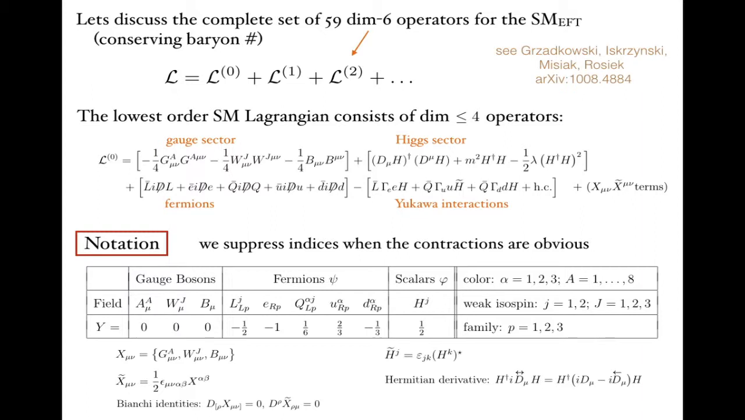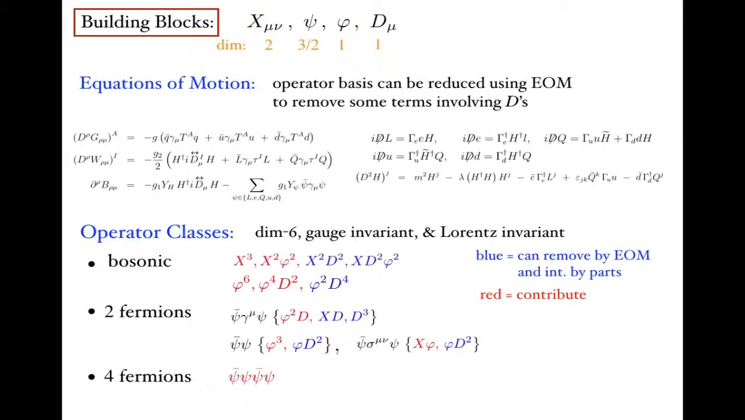And in order to simplify the analysis, we'll use a Hermitian covariant derivative, D with a double arrow over top of it, which means D acting one way minus the D acting the other way. So these are our building blocks. We have the antisymmetric field strengths, the fermion field, the scalar, and the covariant derivatives. And since the power counting in this effective field theory is in operator dimension, we can list the dimension of these various objects, and if we want to build operators in L2, we just need to multiply these building blocks together to find operators of dimension 6.